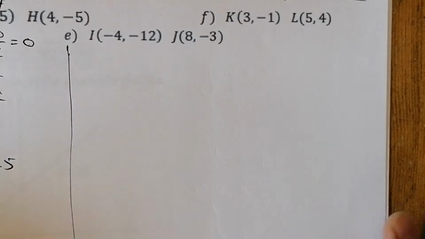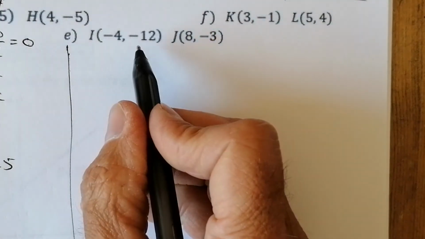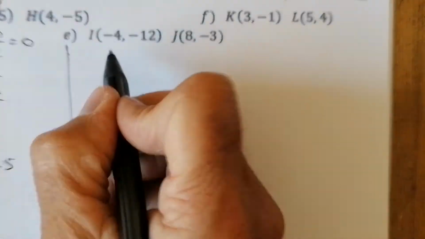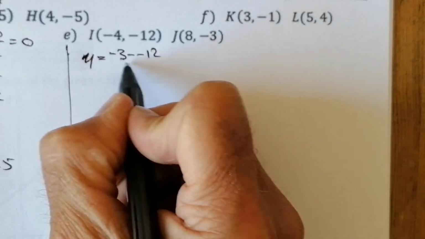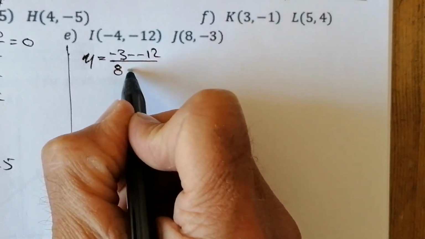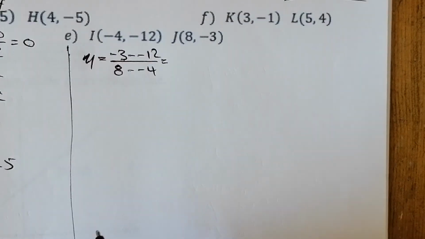Right, let's do the last two that are here. Same thing, I don't have a gradient, so I'm going to have to work that out. Don't have a c value, got to work that out. So gradient is equal to minus 3 minus minus 12, over 8 minus minus 4. I usually write it out like that rather than converting it to a plus.